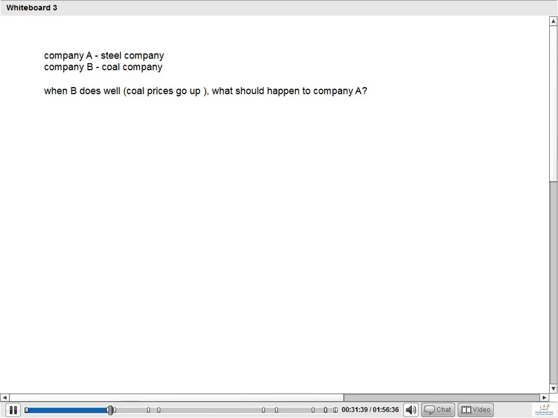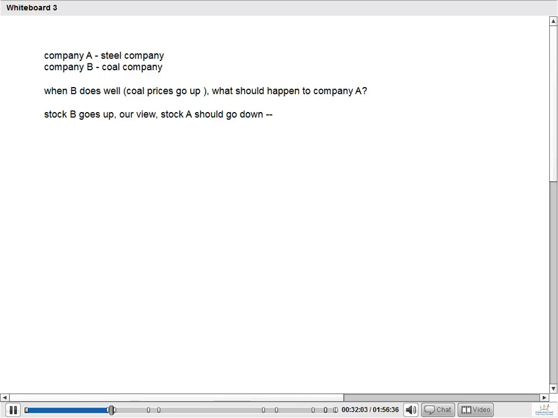It is expected to go down. So if the profitability is expected to go down, then the stock should underperform or the stock should go down. So when stock B goes up, our view is stock A should go down. Now intuitively this looks correct.